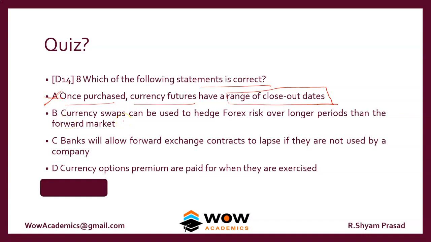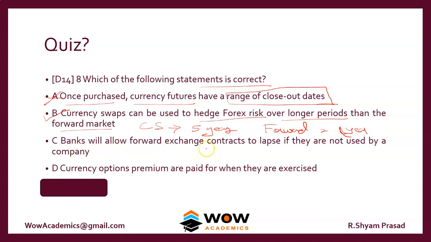Currency swaps can be used to hedge forex risk over longer periods than the forward market. This is a correct option because currency swaps can be used for a period of 5 years also. But if you take a forward contract, it is usually for a 1 year period only. So option B is correct.